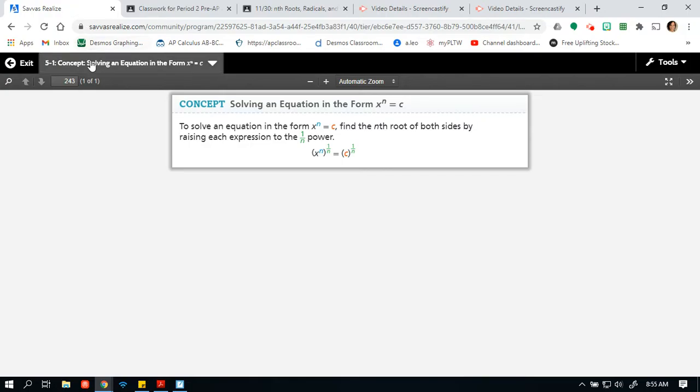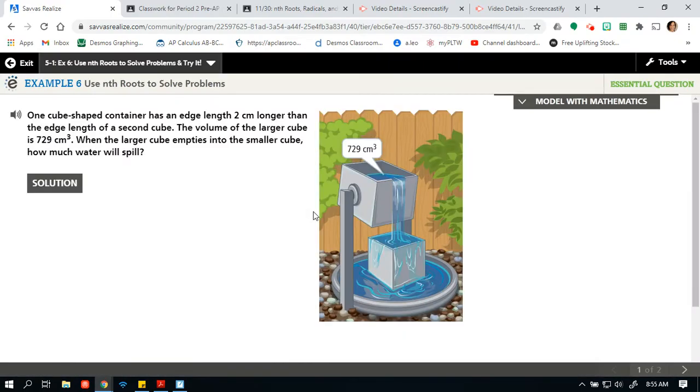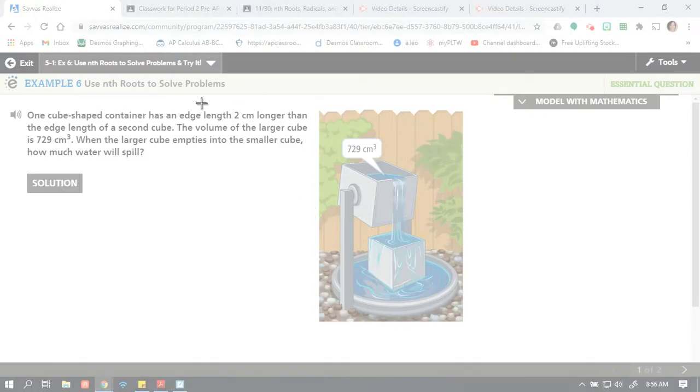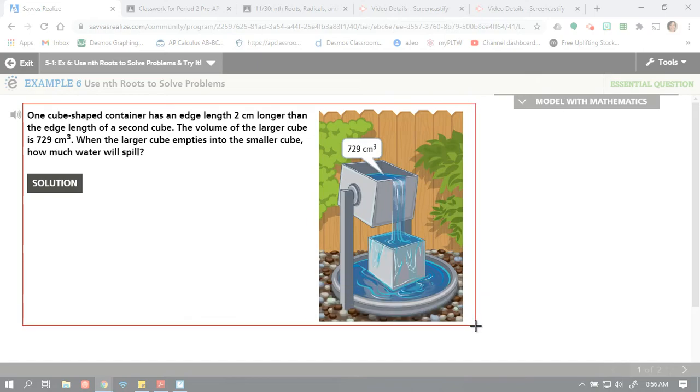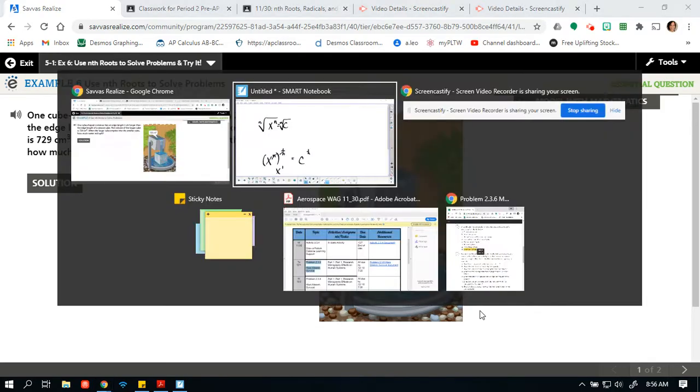All right, so let's look at example 6. Let's look at this real-world problem. Use the nth roots to solve this problem. One cube-shaped container has an edge length 2 centimeters longer than the edge length of the second cube. The volume of the larger cube is 729 centimeters cubed. When the larger cube empties into the smaller cube, how much water will spill?